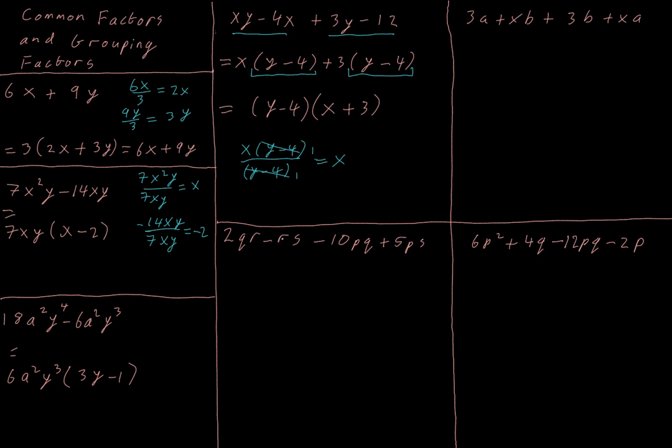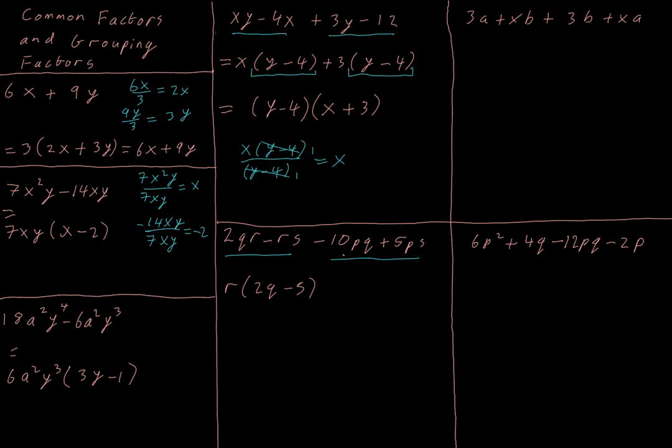So I have 2qr minus qs minus 10pq plus 5ps. So I'm going to try taking out a common factor here, and a common factor here. So I look for my common factor here, and r is the only thing that's common there. So I end up with 2q minus s.